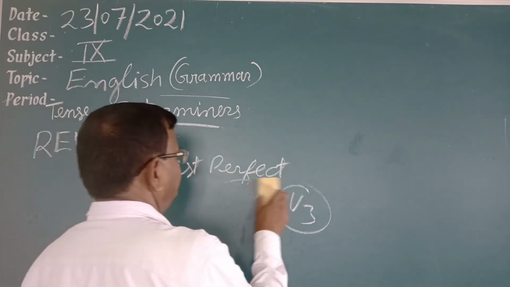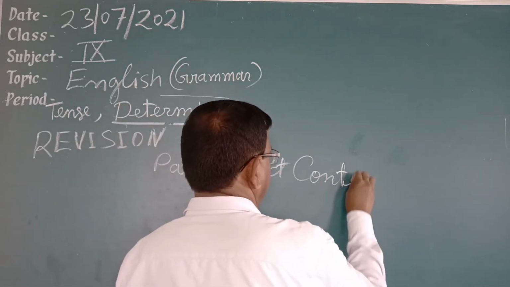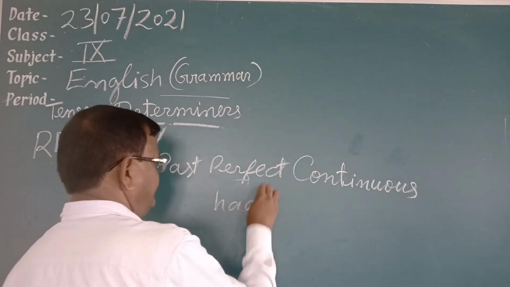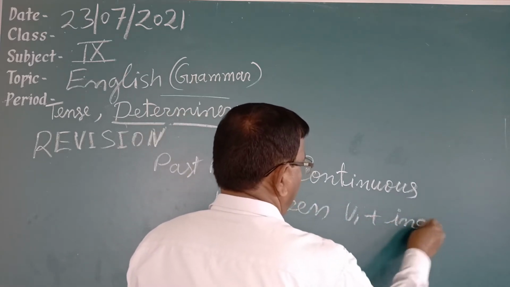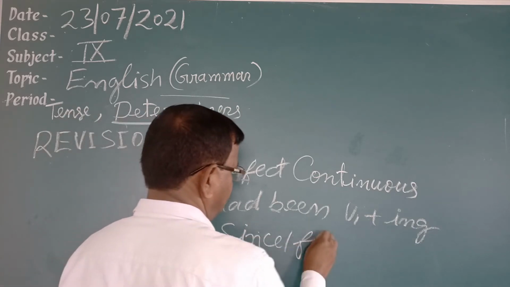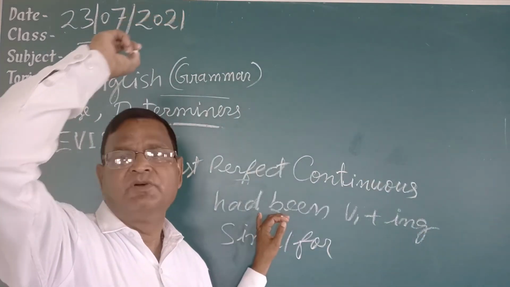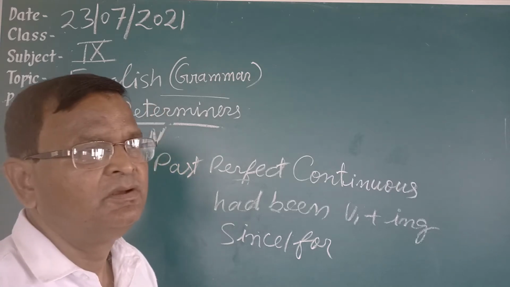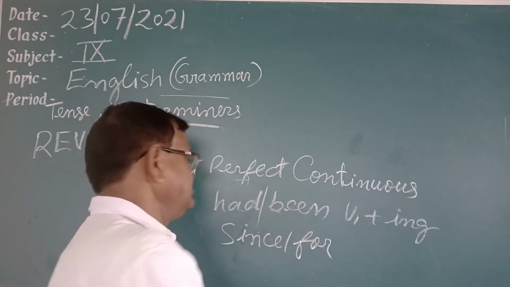Now see fourth part of past tense, that is past perfect continuous tense. In past perfect continuous tense, had been is helping verb and verb first form plus ing is used, and since or for, these two words are used for showing time. You have studied. Like he had been writing a letter since morning. She had been reading a novel for 2 hours. If negative, after had, not is used.